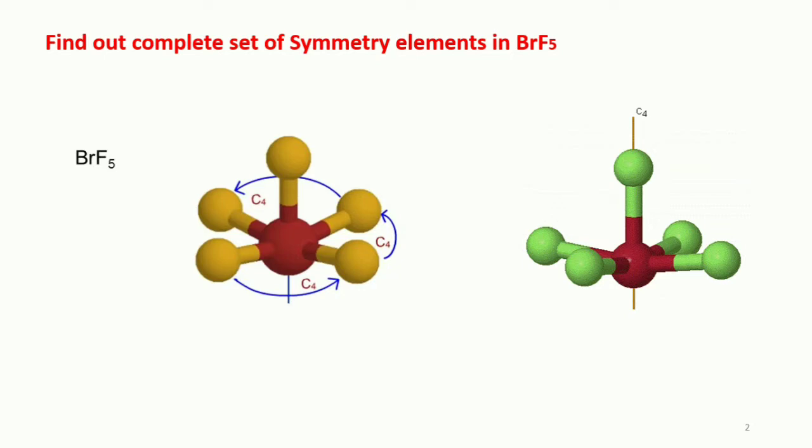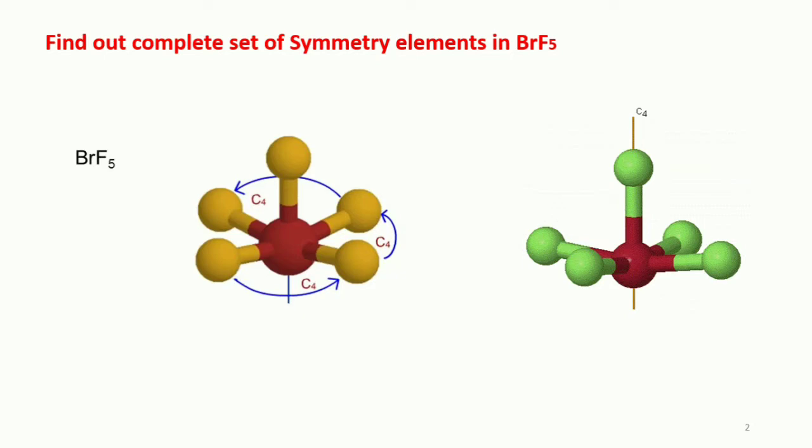After finding the C4 axis of rotation, is there any other axis of rotation in the square pyramidal BrF5? Yes, there is a C2 also in square pyramidal BrF5, and I will show which would be the axis of rotation for the C2 rotation. After this, is there any plane of symmetry present in this molecule? Is there any inversion center and any improper rotation?